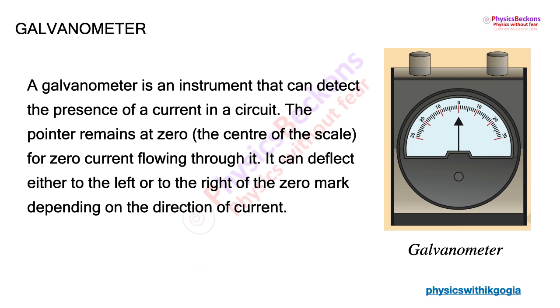We have made use of a galvanometer. Just a passing reference, a galvanometer is an instrument that can detect the presence of current in the circuit. The pointer remains at 0, that is the center of the scale. We have 0 at the center of the scale. So, the galvanometer pointer may move towards right or left, because the current can be in either direction. It deflects to right or left depending on the direction of the electric current.